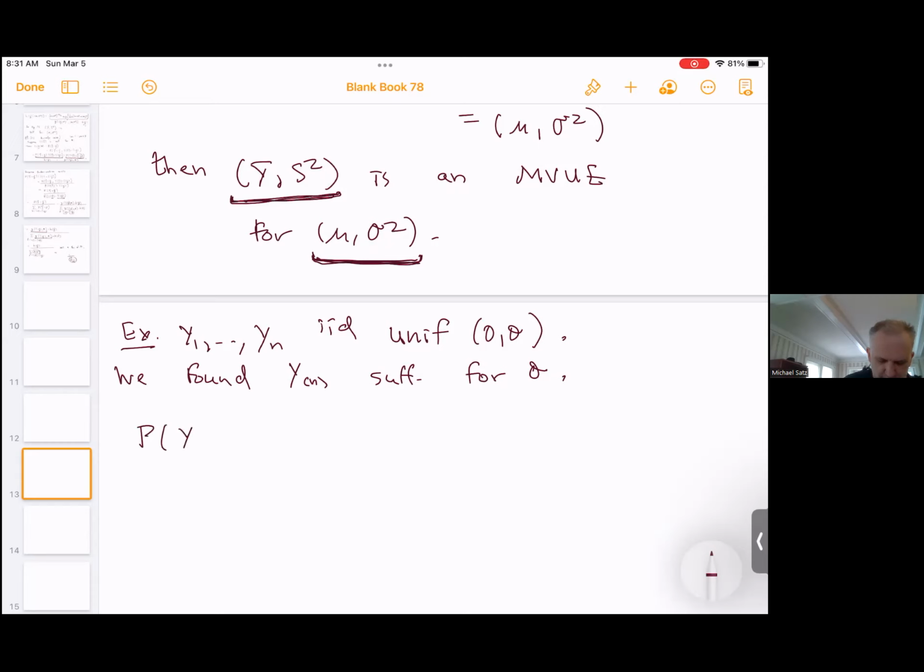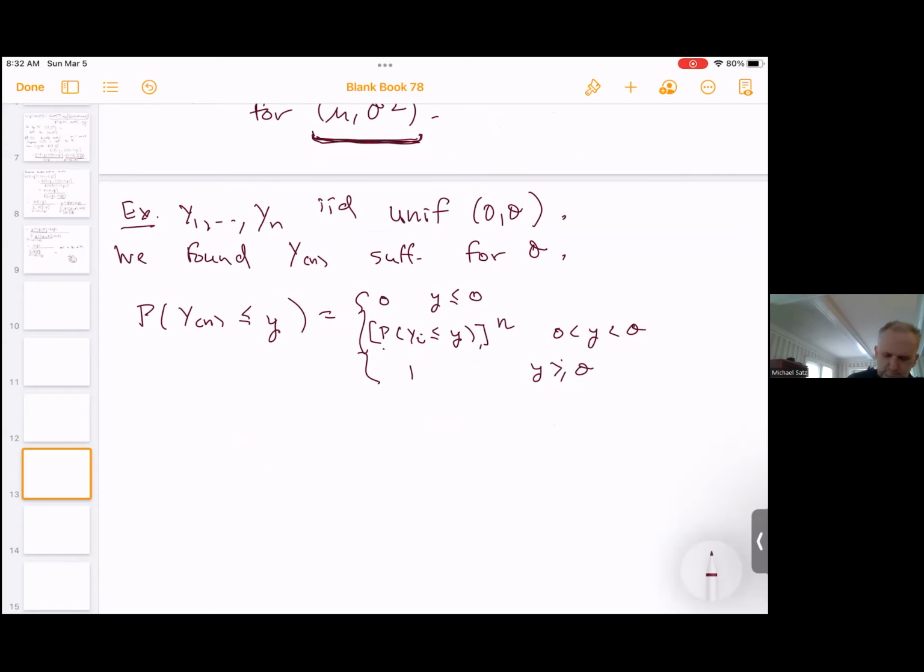So the probability Yn is less than little y, assuming little y is between 0 and theta, is just equal to 0 if little y is less than or equal to 0, it's going to be the probability Yi is less than or equal to little y, to the nth power, because all the samples would need to be less than little y if the max is going to be less than little y, and then 1 if y is greater than or equal to theta.